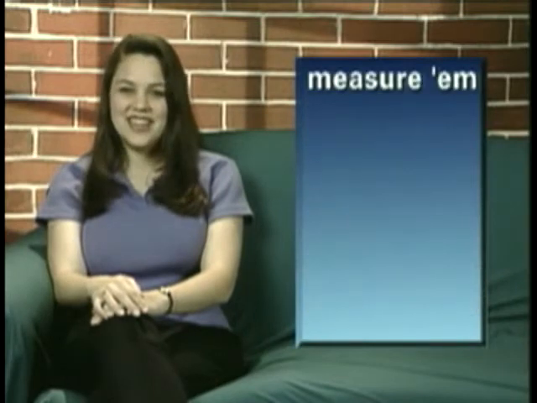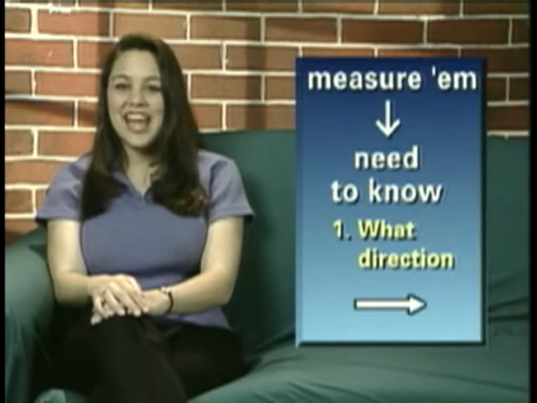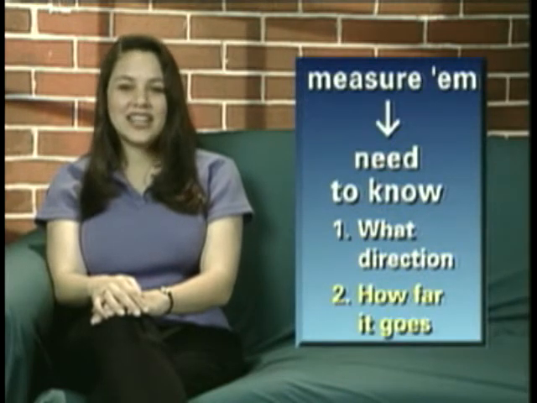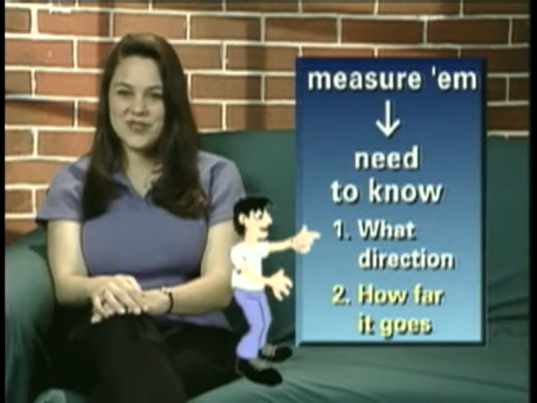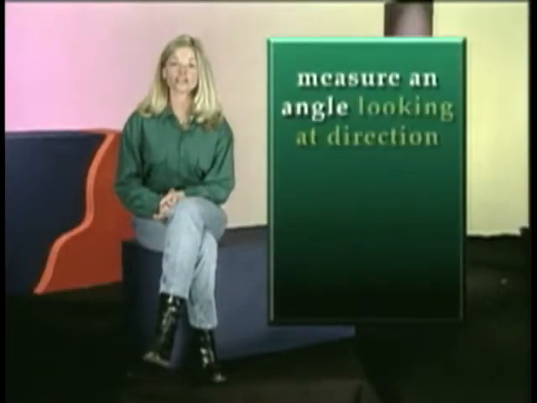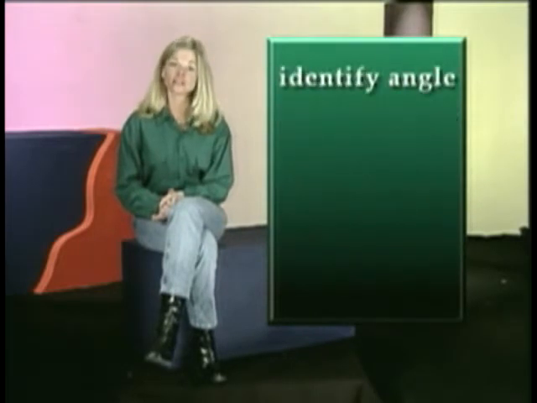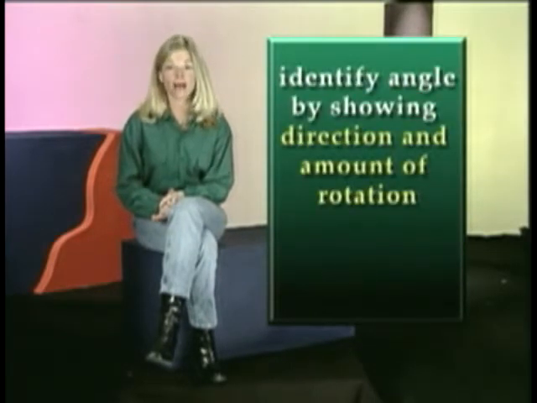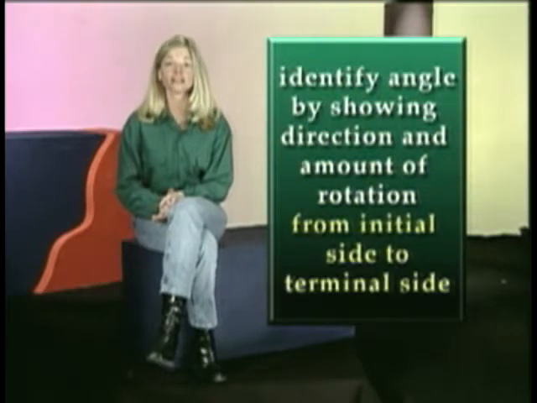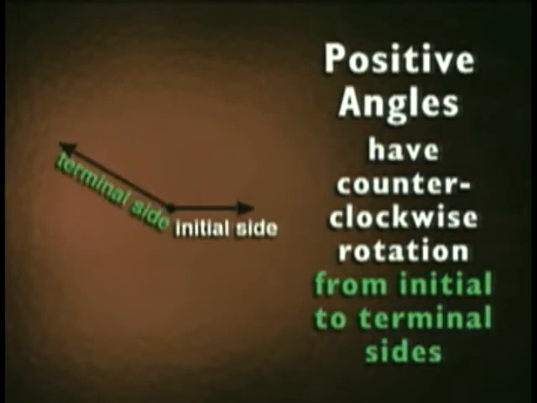But what do we do with these suckers? Well, we want to measure them. And to do that, you need to know what direction your angle is going in and how far it goes. All angles are identified according to these two things. So let's identify some. You measure an angle by looking at what direction it goes in and how far it goes. An angle is identified by showing the direction and amount of rotation from the initial side to the terminal side. For example, positive angles have a counterclockwise rotation from their initial to terminal sides.